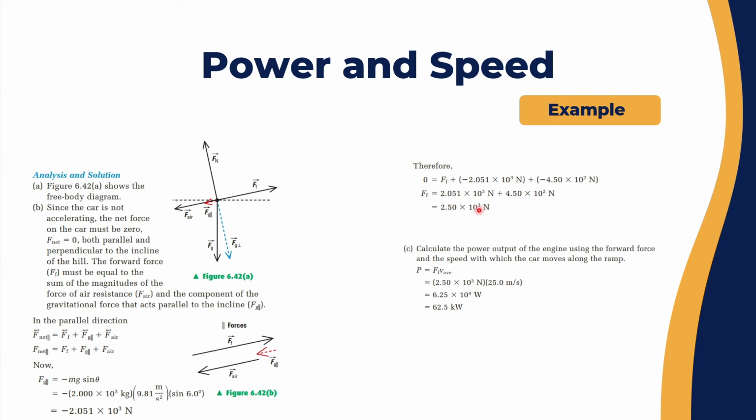And if you want to calculate the power output of the engine using forward force and the speed at which the car moves along the ramp, we have P equals the F forward times the V average. We have the F forward as 2.5 times 10 to the power 3. We have V average as 25 meters per second. P in this case would be 62.5 kilowatts.